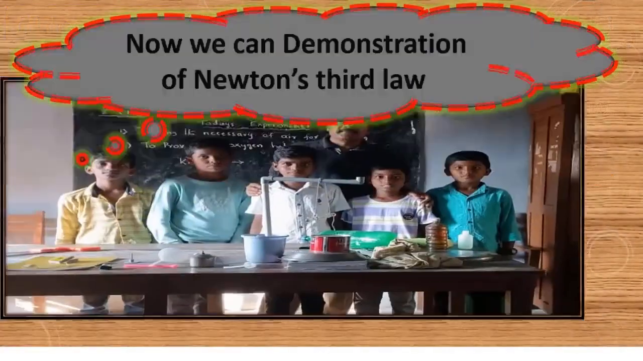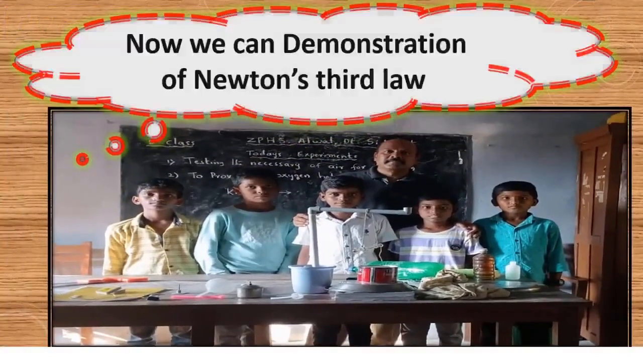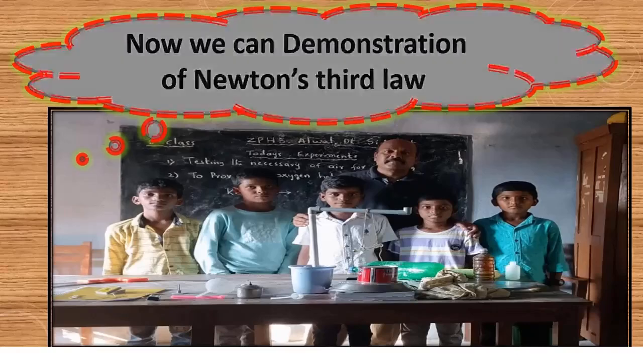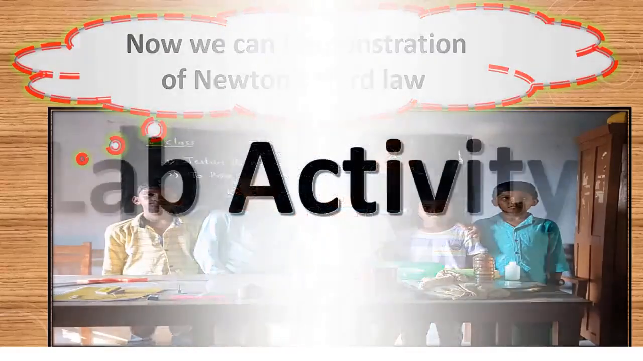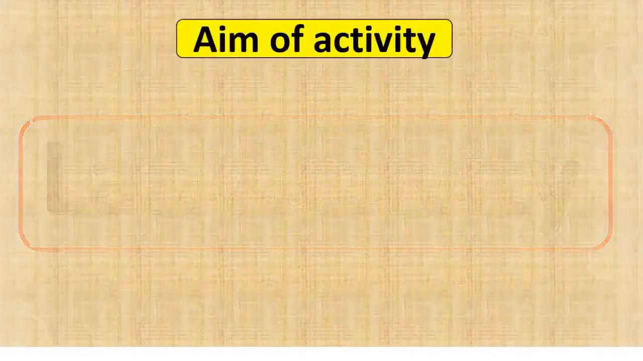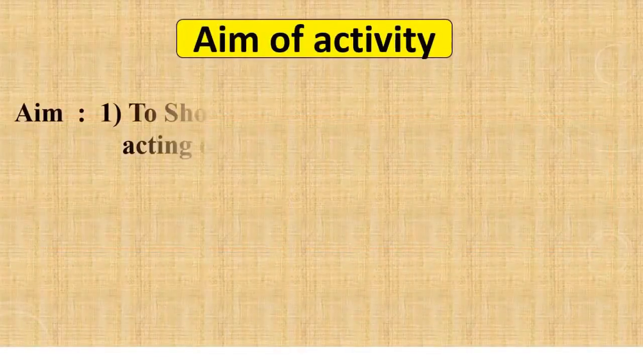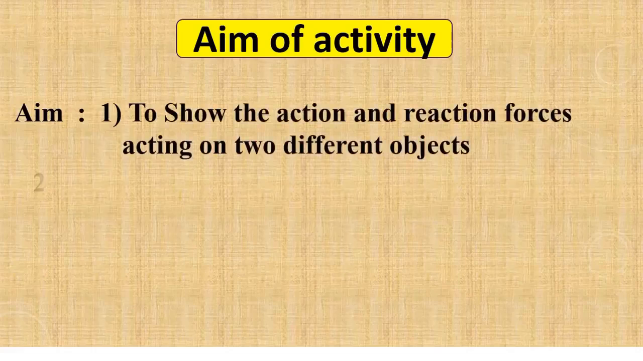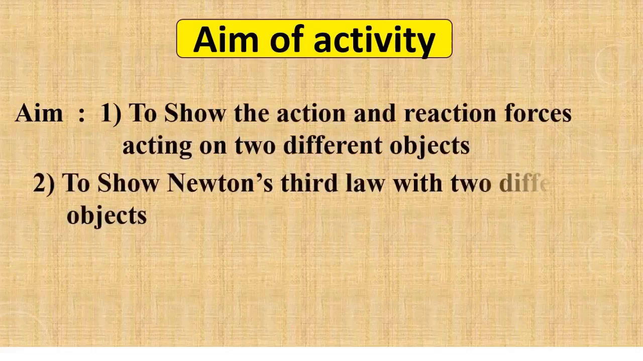So now we can demonstrate Newton's third law of motion. Today we conduct one more lab activity. The aim of this lab activity is to show that action and reaction forces act on two different objects, and to show Newton's third law of motion with two different objects.